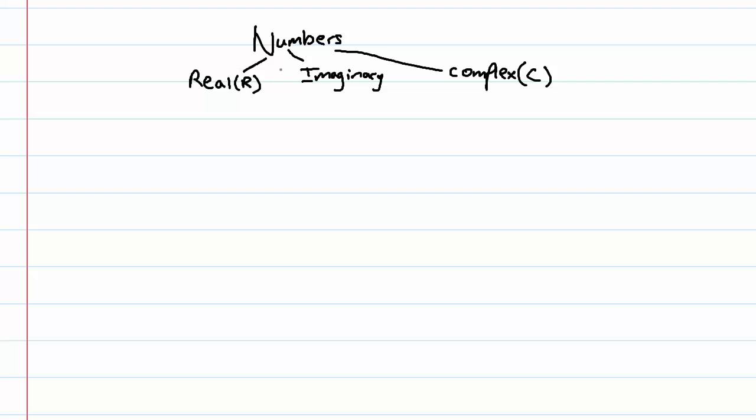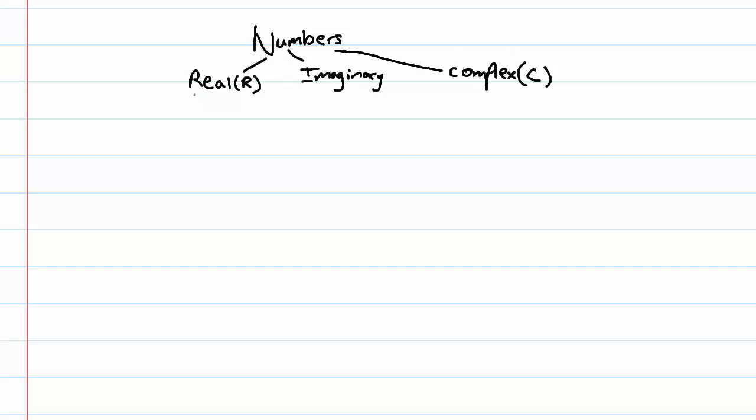Now we can say that all real numbers are numbers, but not all numbers are real, because some numbers are imaginary and complex. This is called the converse. We can say that all real numbers are numbers, but the converse is not true. Now we won't look at imaginary and complex for this course, we'll just look at real numbers.